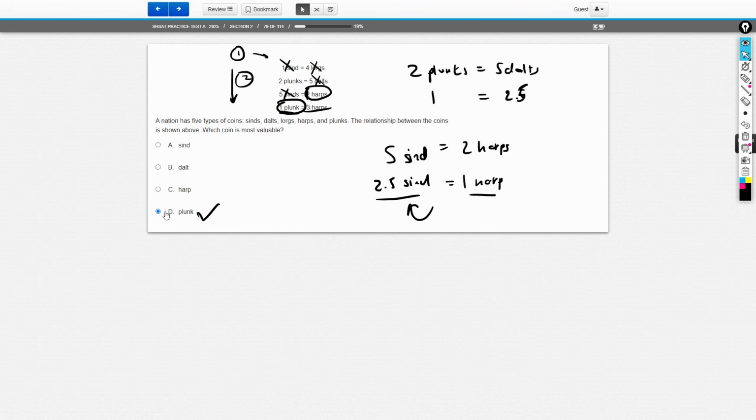All I did was I thought to myself, what gives me more? And that's what I found. 1 Sind, 4 Lorgs: Sind is more valuable. 1 Plunk, 2.5 Dalts: a Plunk is more valuable. 1 Harp, 2.5 Sinds: a Harp is more valuable. And finally, 1 Plunk is equal to 3 Harps. A Plunk is the most valuable thing because it eliminates the Harp, which is the only other choice I had. All right.